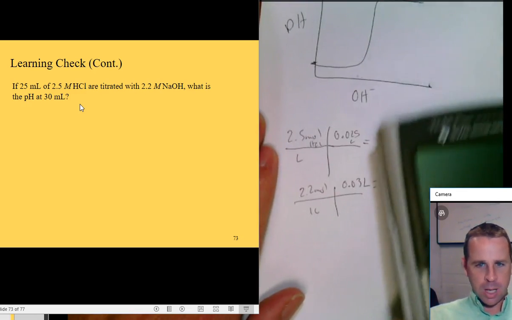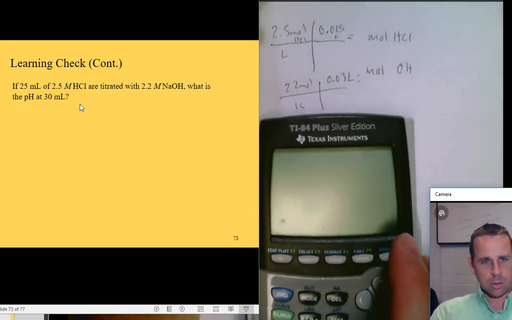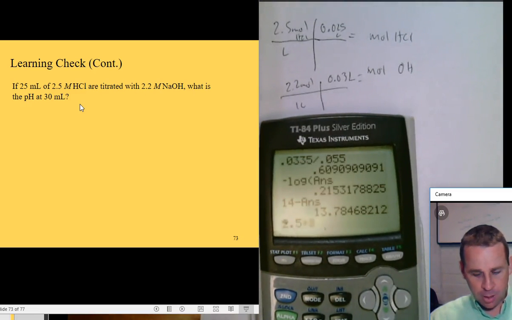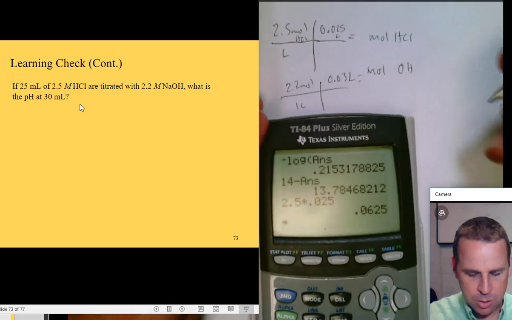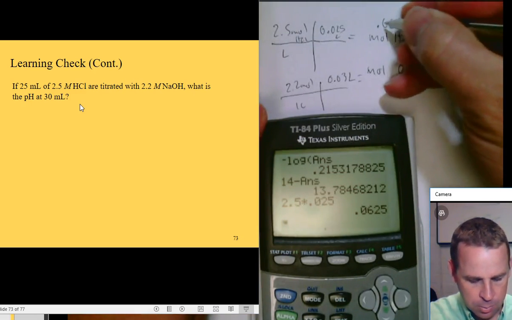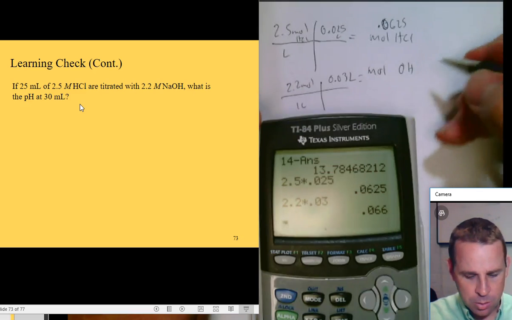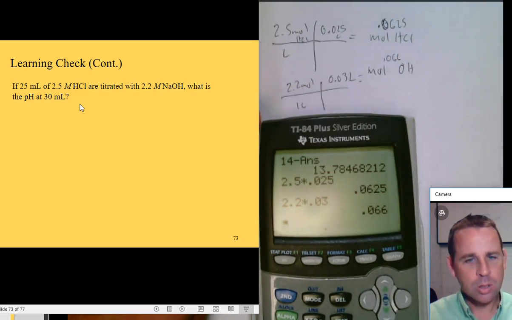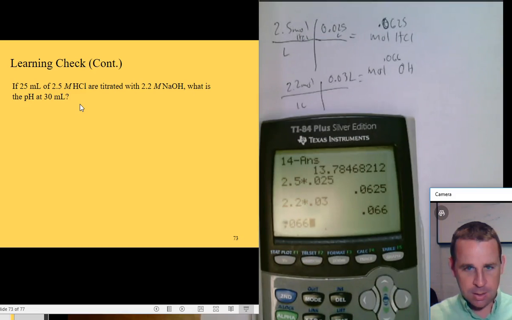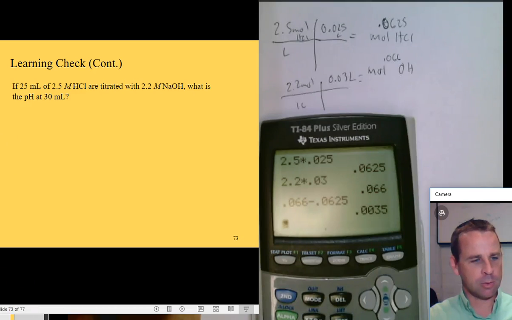So then we can find out 2.5 times 0.025, 0.0625, and 2.2 times 0.03 equals 0.066. So we can just take our 0.066 and subtract the 0.0625, and that tells us how much base we have left over. All right, so we have identified how many moles of hydroxide ion are left over.